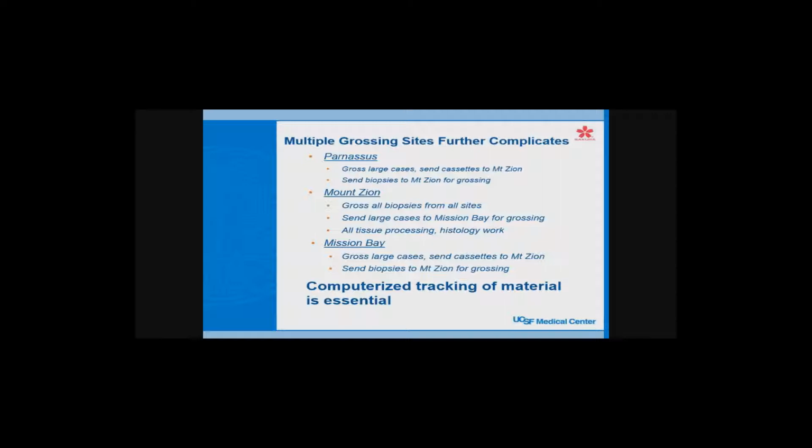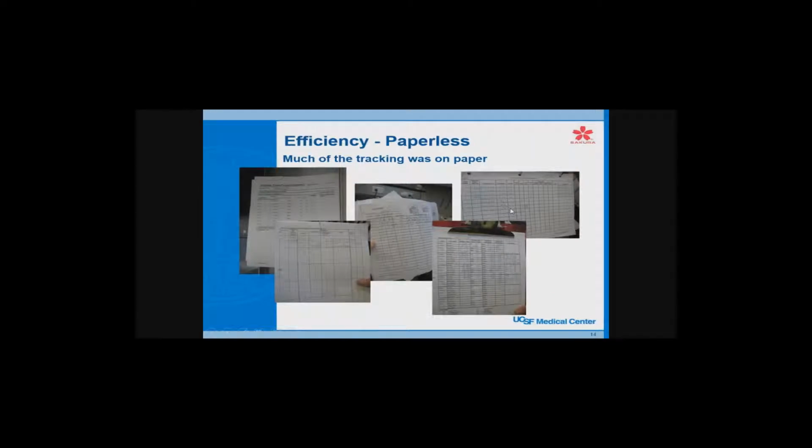But for instance, at the Parnassus campus, they'll gross large cases, transplants, things of that sort. They send all the cassettes to Mount Zion. They send all the biopsies to Mount Zion for grossing. And then Mission Bay is where they gross all the large cases. So, for instance, Mount Zion gets large cases, but they send them all to Mission Bay to be grossed. And those cassettes go back to Mount Zion for histology processing.